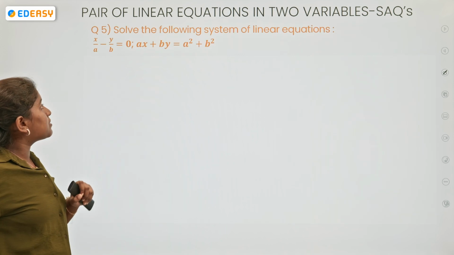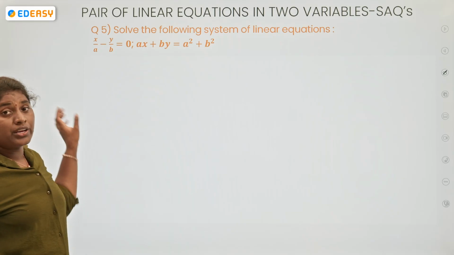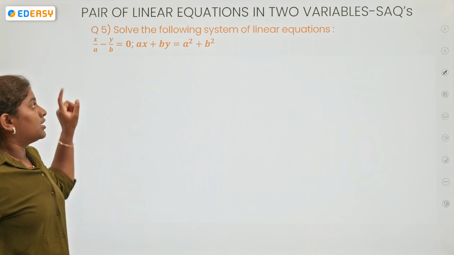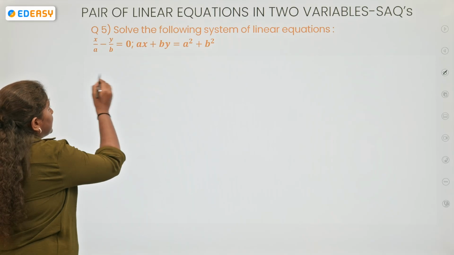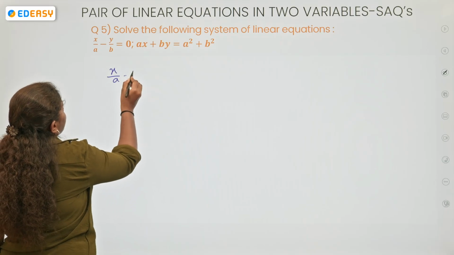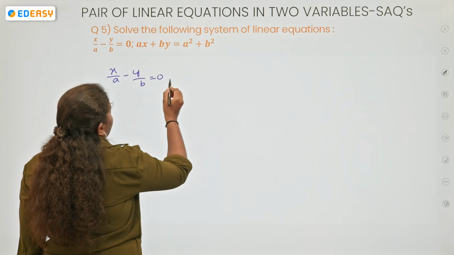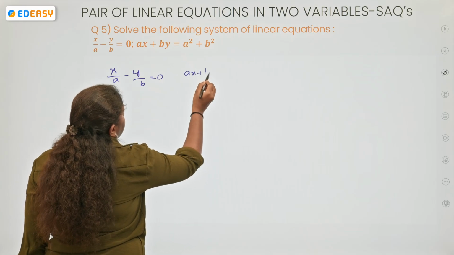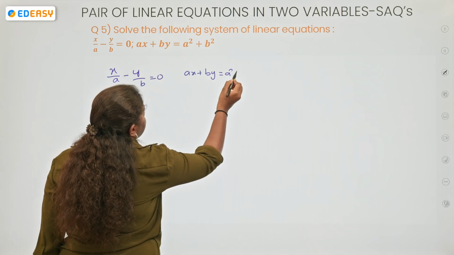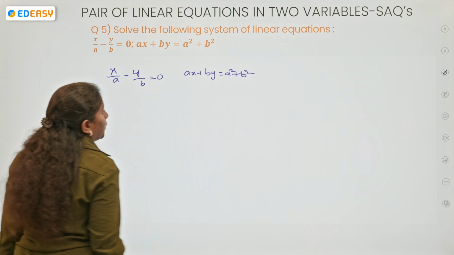Solve the following system of linear equations. So here we need to solve the given linear equations. So let's see. x by a minus y by b equals 0 and ax plus by equals a square plus b square. Okay.